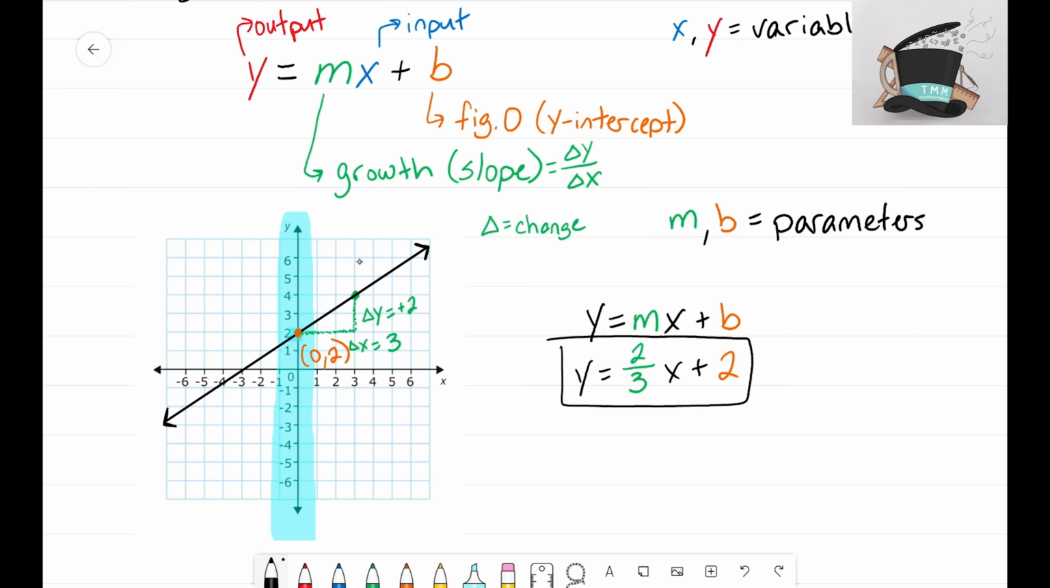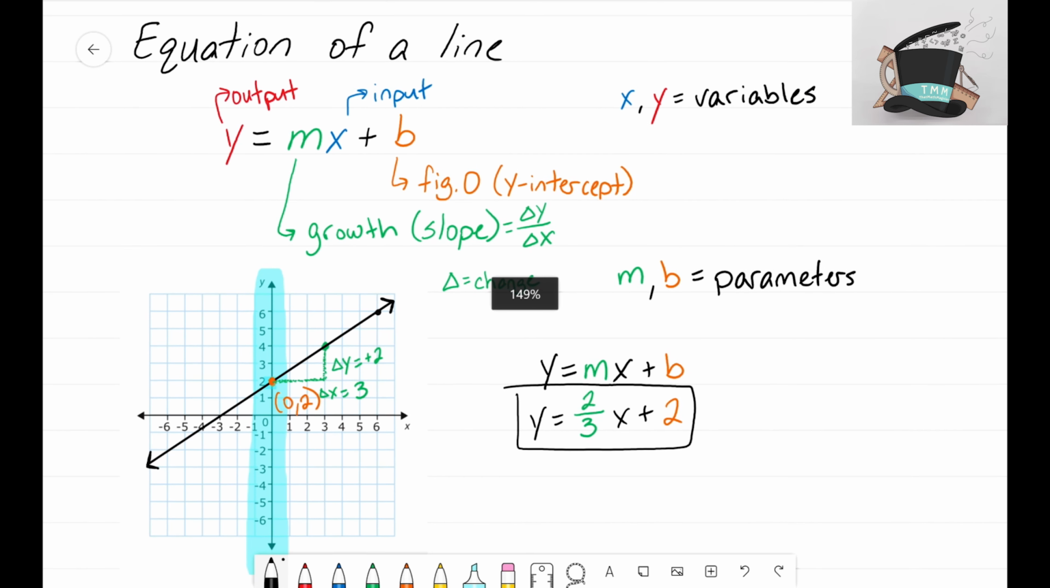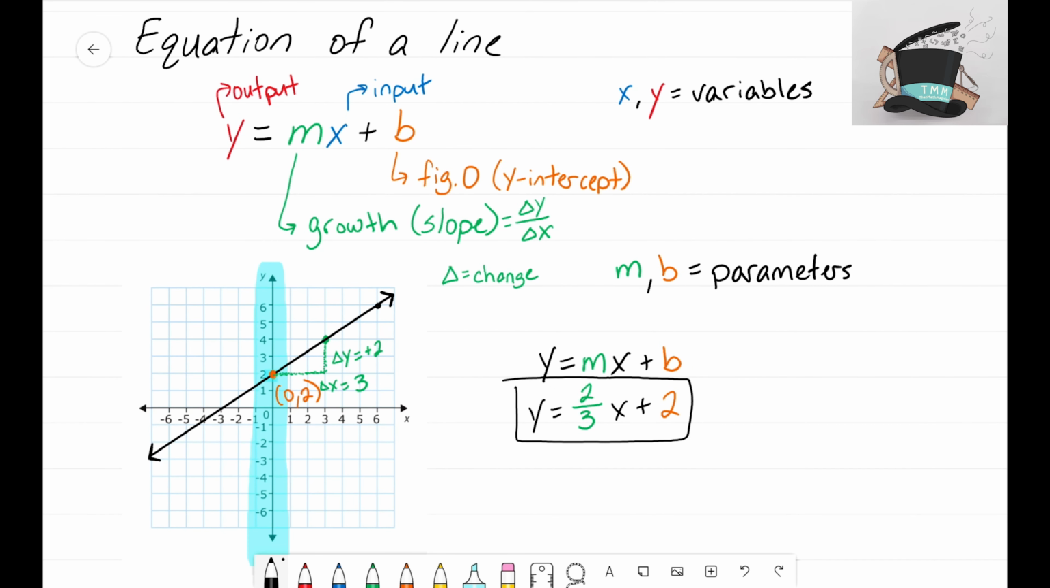Up 2 over 3, there's the next point. That will continue to go on as this line goes on forever. I hope that this was a great way of showing you guys all the different terms in the equation of a line, and hopefully we can start to understand that this m term stands for slope and that the b term stands for y-intercept, and how we can find those from a graph.